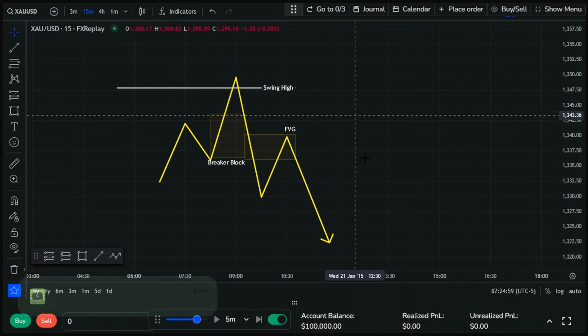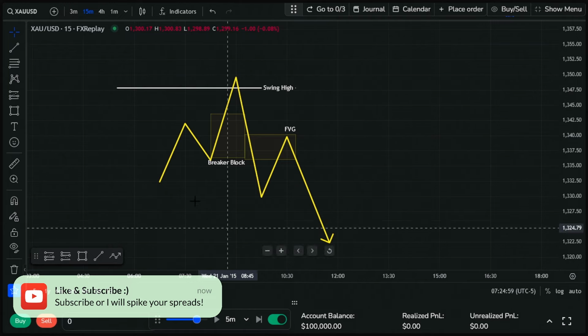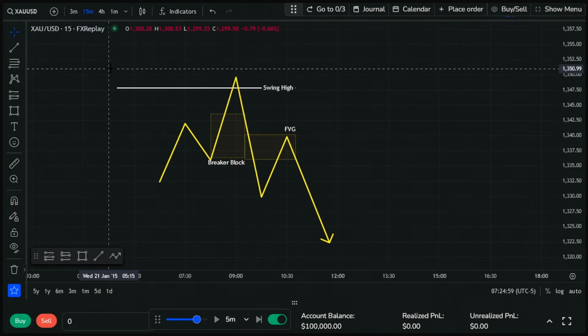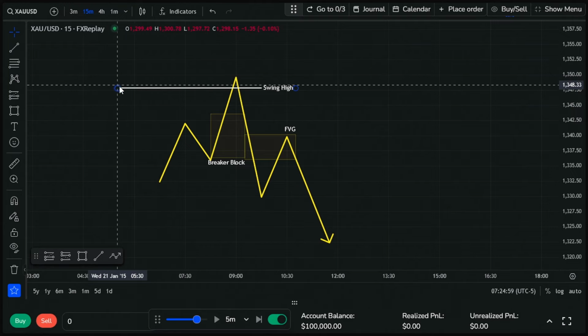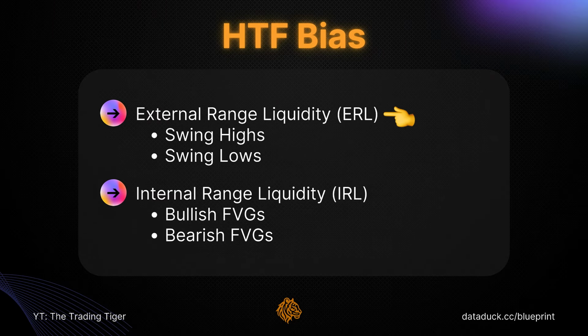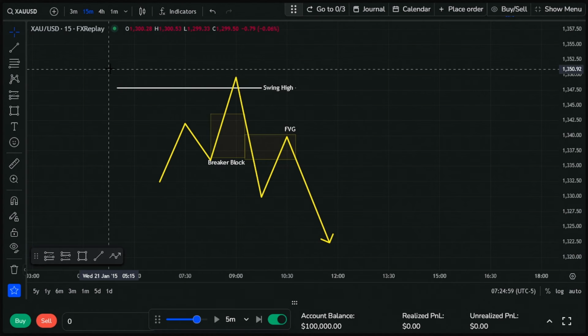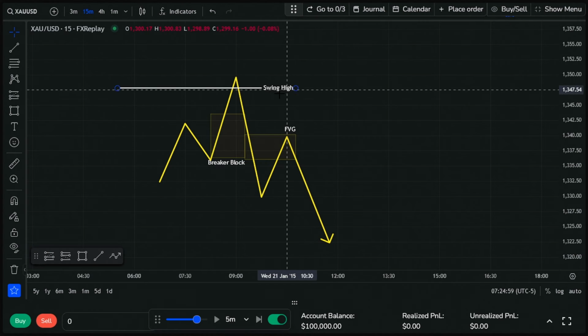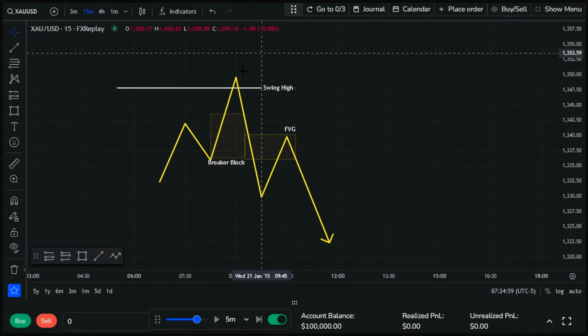Alright, let's put the unicorn model into action and see how it all comes together in real-time trading. Here's how you can spot a unicorn setup and make it work for you. Start by identifying the draw of liquidity. This means checking the higher time frame bias to pinpoint key levels where the market is likely to react. These levels could be external range liquidity, like swing highs or lows, or internal range liquidity, such as bullish or bearish fair value gaps that align with your overall bias. This step is crucial because it confirms the direction you should be trading. Once you've got that, drop down to a lower time frame to look for the setup forming.